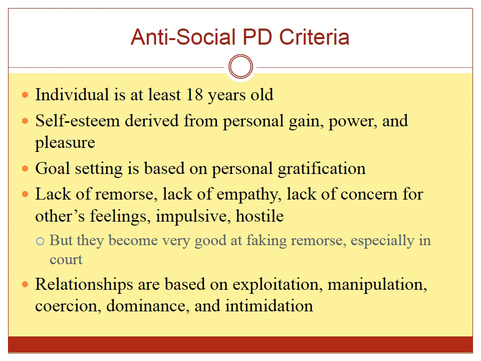To be diagnosed, you must be at least 18 years old. Your self-esteem is derived from personal gain, power, and pleasure. Goal setting is based on personal gratification. There is a lack of remorse, a lack of empathy, a lack of concern for others' feelings. You are impulsive and hostile. But when you go to court, you are very good at faking remorse. You can cry a river of tears. And relationships are based on exploitation, manipulation, coercion, dominance, and intimidation.